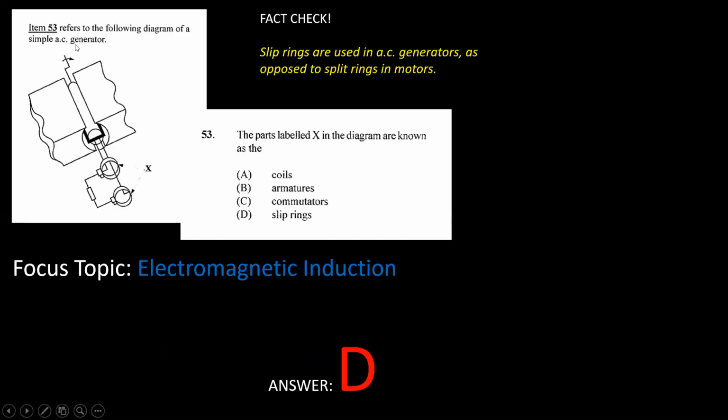Number 53, you have a diagram of an AC generator. That is X. You know that X is slip rings, because slip rings are used in generators. In motors, you use the split rings. The answer is D.